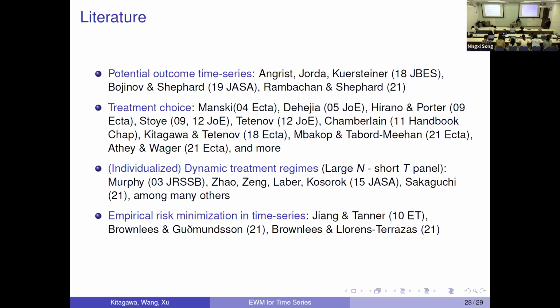Our paper is also related to the growing literature on individualized dynamic treatment regimes. But the major difference is that this literature basically studies panel data. They have both large N and T, and usually they focus on the case with large N and short T. Now we are focusing on a single time series. And at the end, our work is also related to empirical risk minimization in time series, including the Zhang and Tanner paper, and also two papers of Bruning and his co-author.